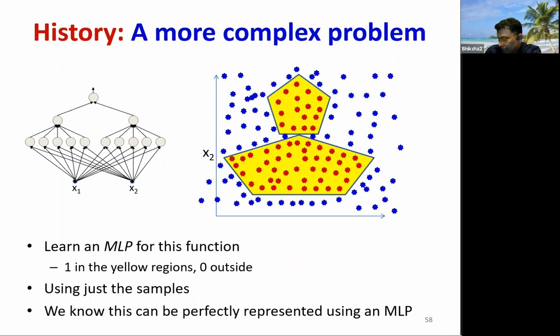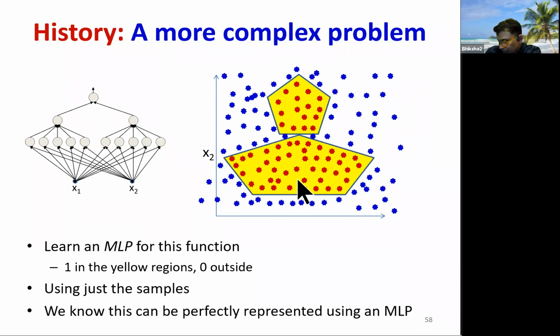This is a more complex problem, and it requires a full network. We want to learn an MLP for this classification boundary. We want the net to output 1 in the yellow regions. We want it to output 0 in all of the blue regions. But then we are only given these red and blue dots, and we have to learn the network from just these training samples.